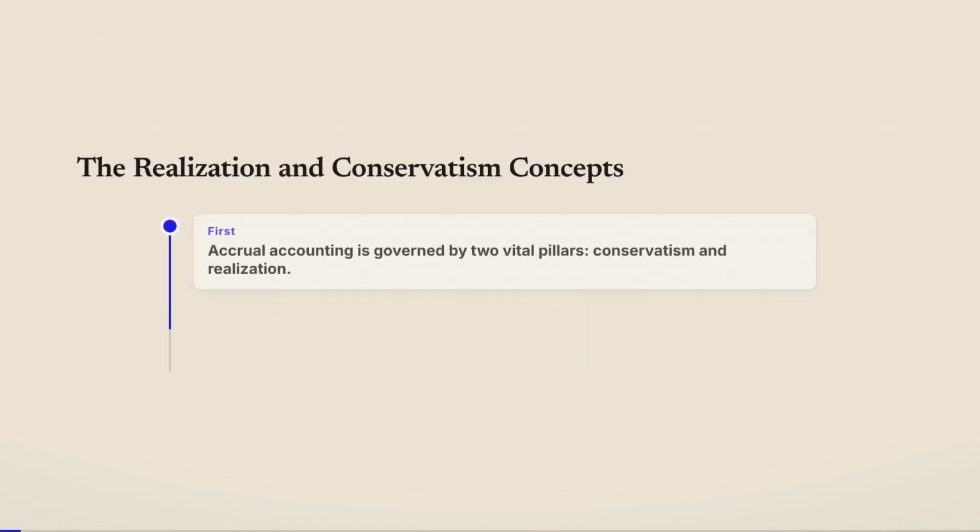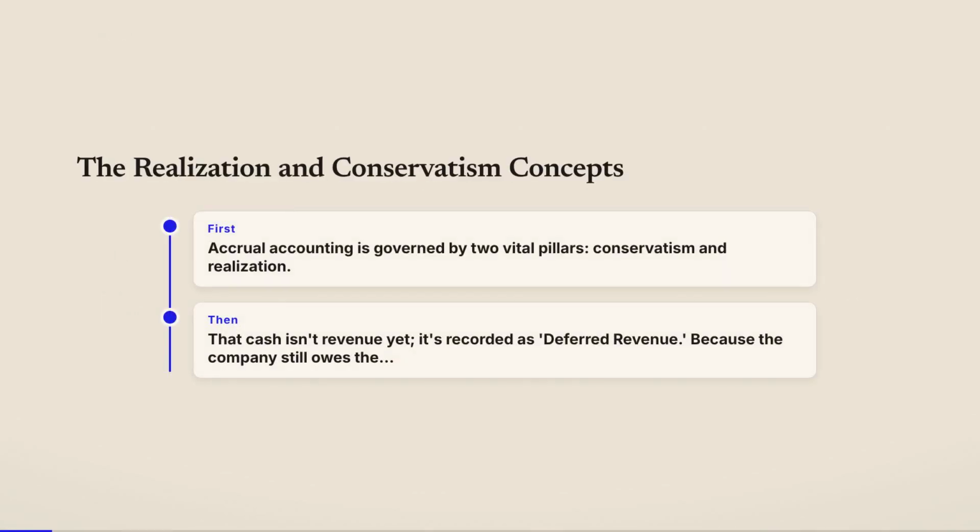Accrual accounting is governed by two vital pillars: conservatism and realization. The conservatism concept dictates that we only record an increase in revenue when there is reasonable assurance that the payment will actually be received. We don't count chickens before they hatch. The realization concept states that revenue isn't recorded until the product or service is actually delivered.